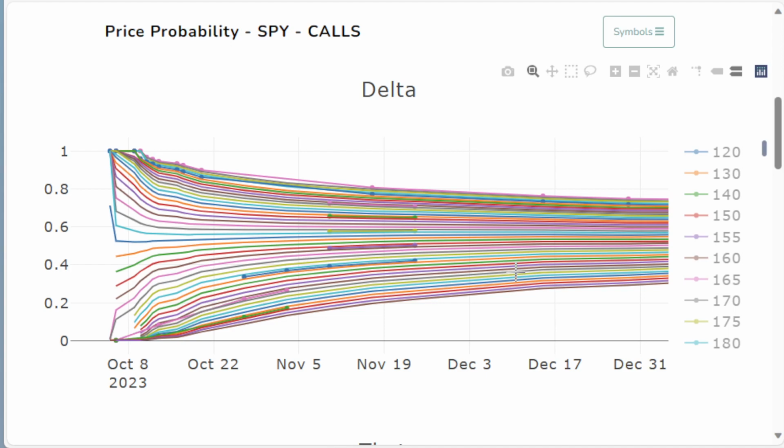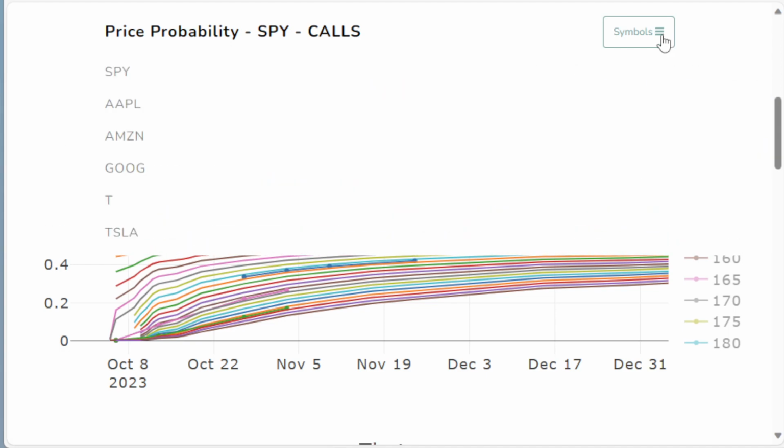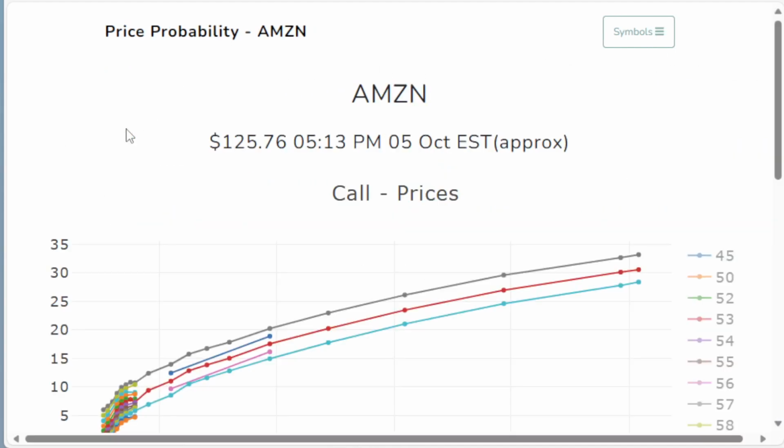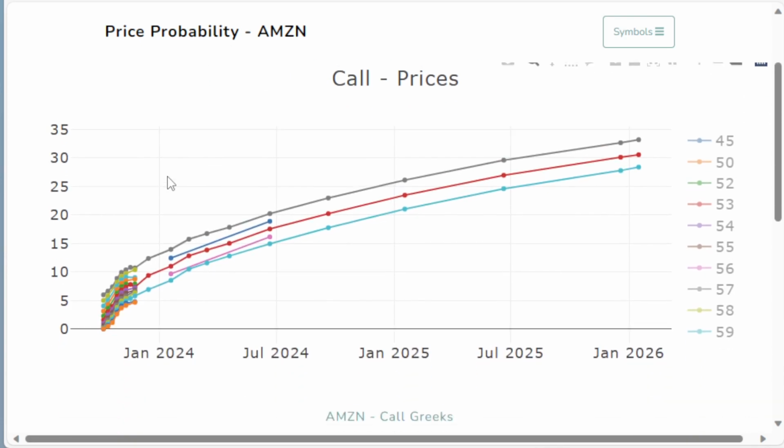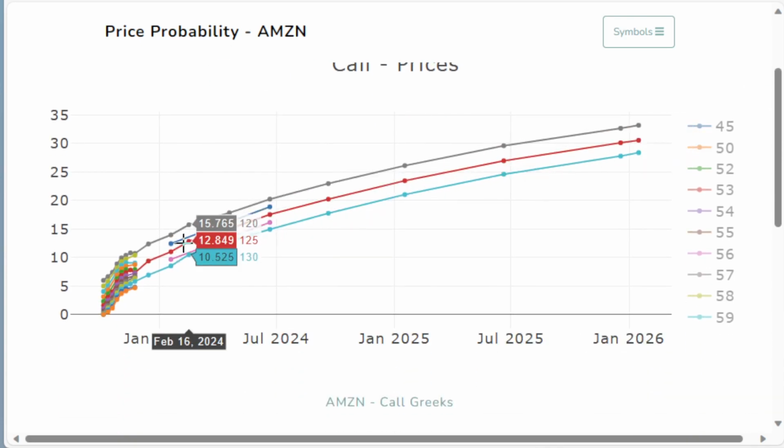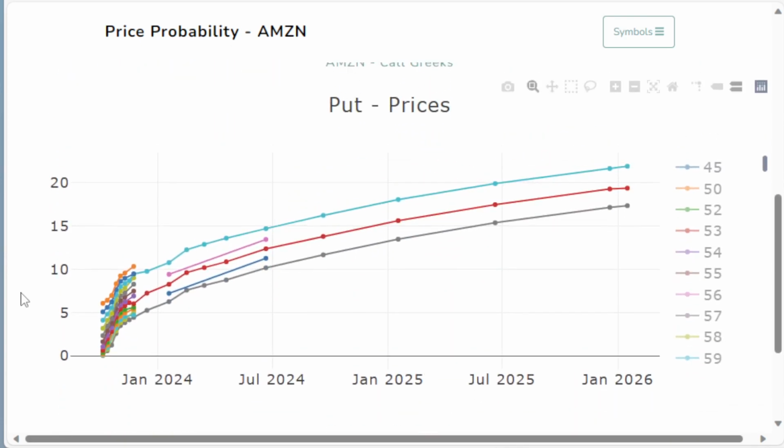It is priceprobability.com. I don't pull the data that often. I'm looking to maybe set that up to be automated, but I do have some other symbols of data you can see. If we look at something like Amazon, because there's less options, the data is a little more clear, right? You can see the prices coming down.